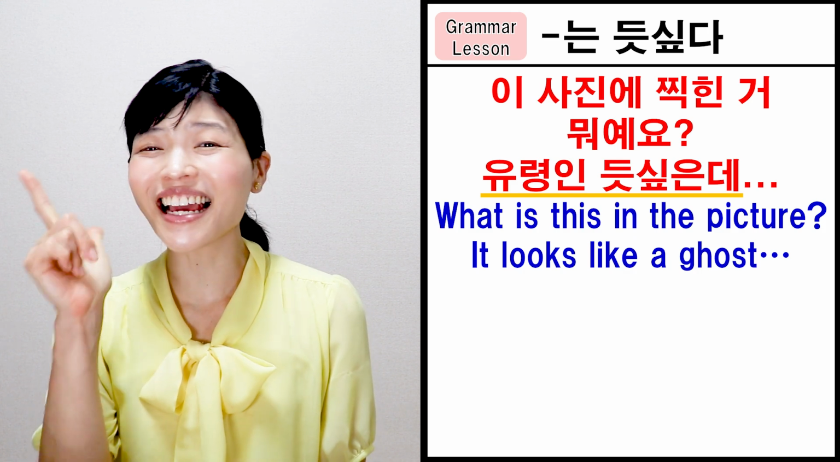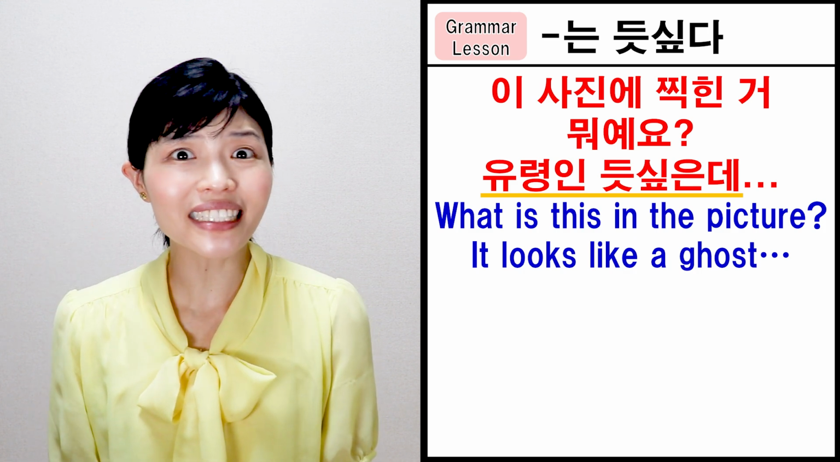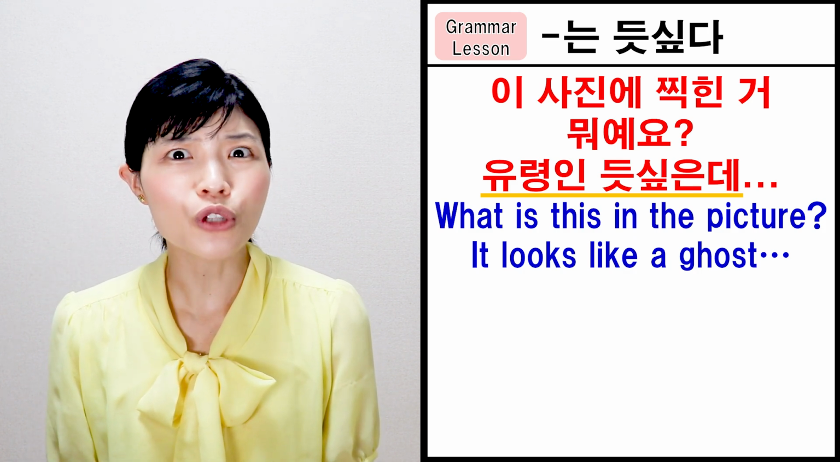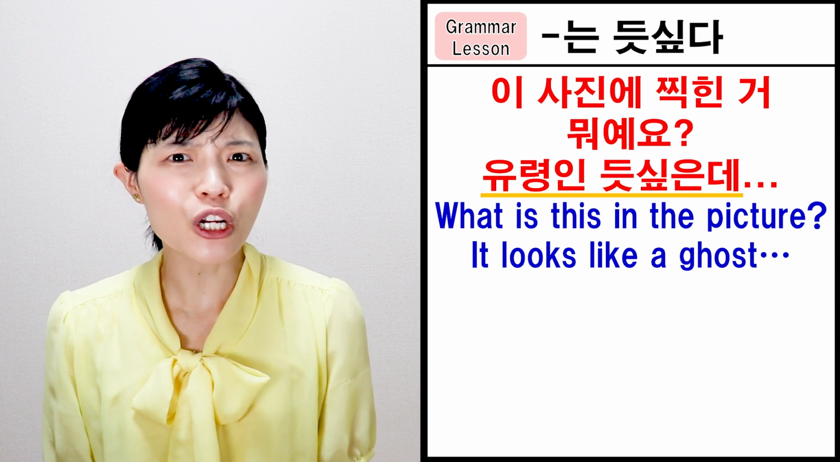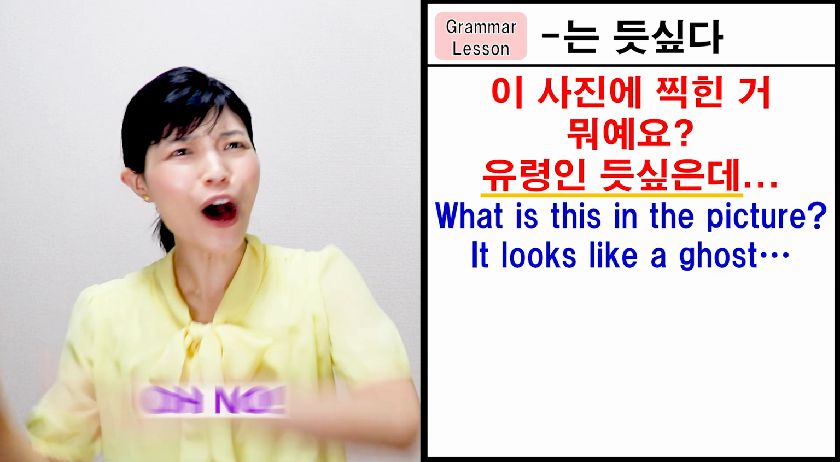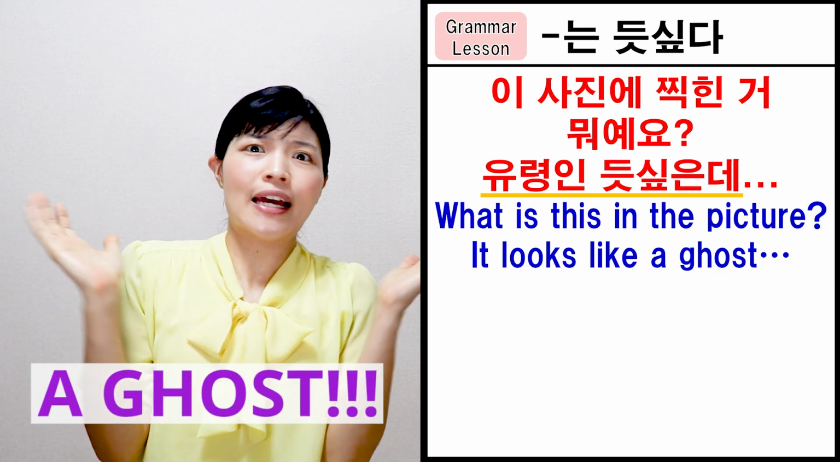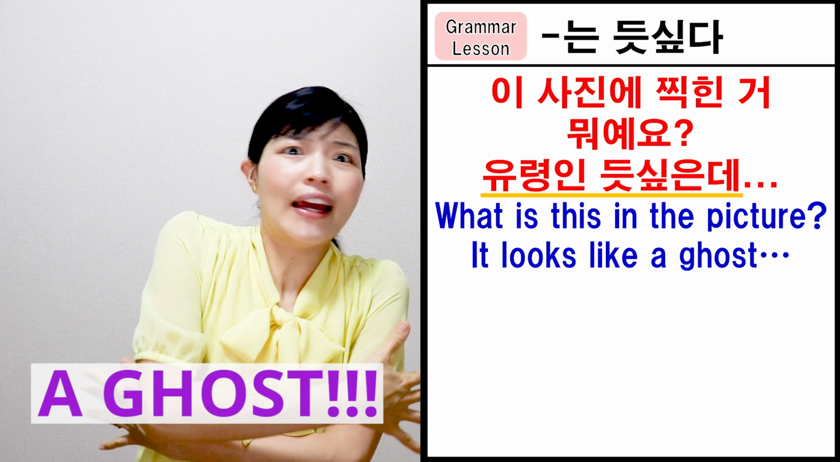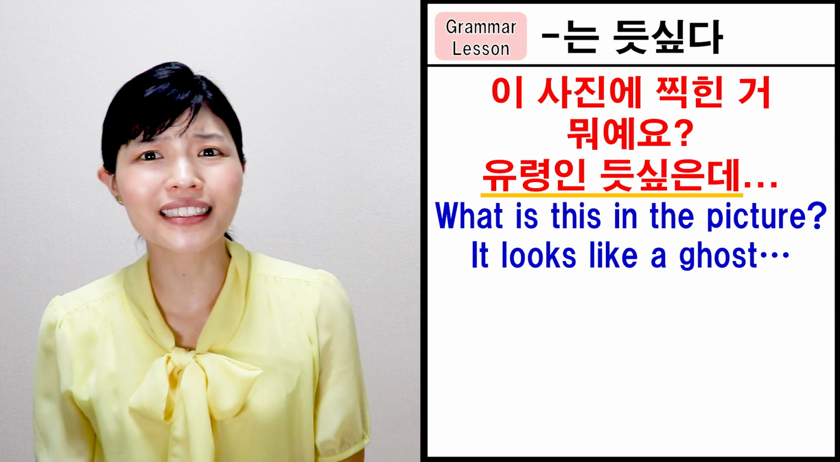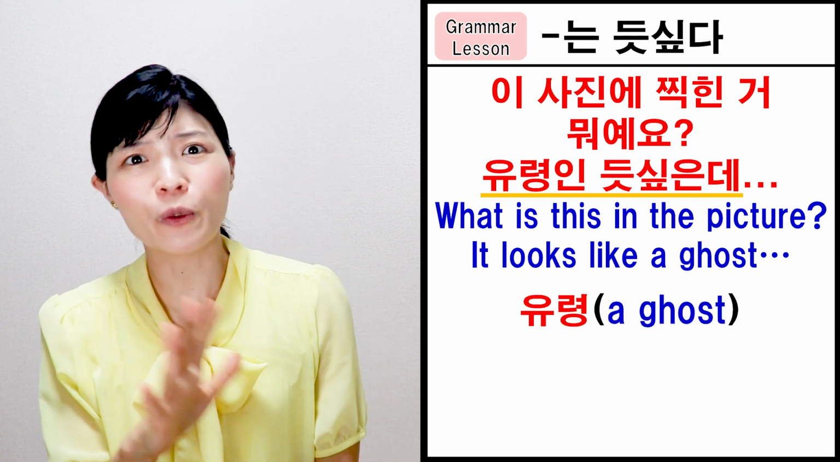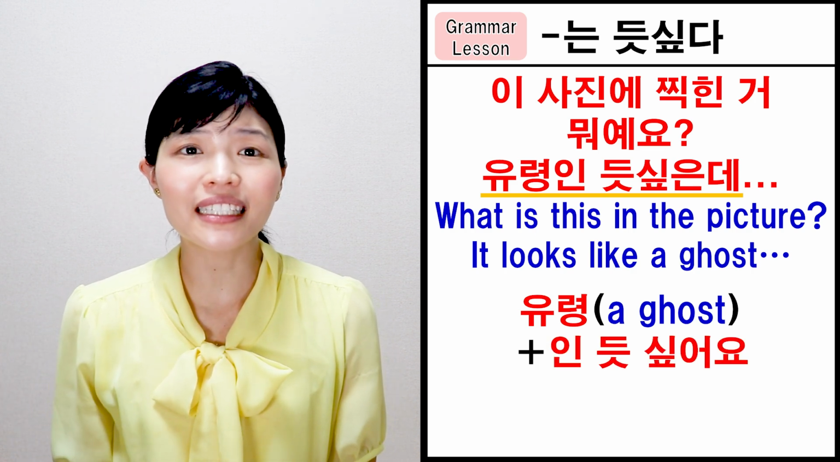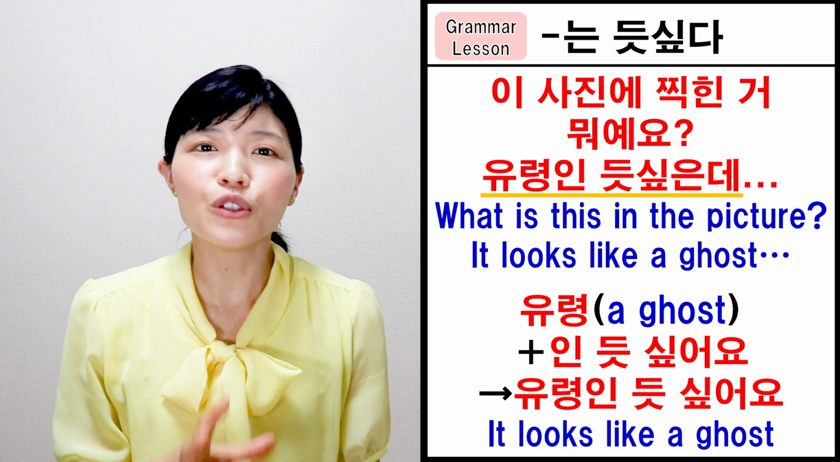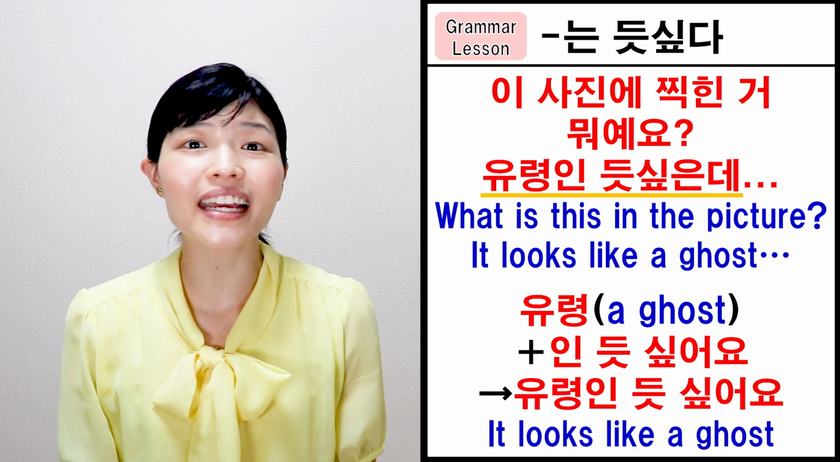Let's move on to the next sentence. 이 사진에 찍힌 거 뭐예요? 유령인 듯 싶은데. What is this in the picture? It looks like a ghost. Oh no, a ghost? That's pretty scary, isn't it? Have you had this kind of experience? Anyway, here 유령 is a ghost. You attach 인 듯 싶어요 to make 유령인 듯 싶어요. It looks like a ghost.